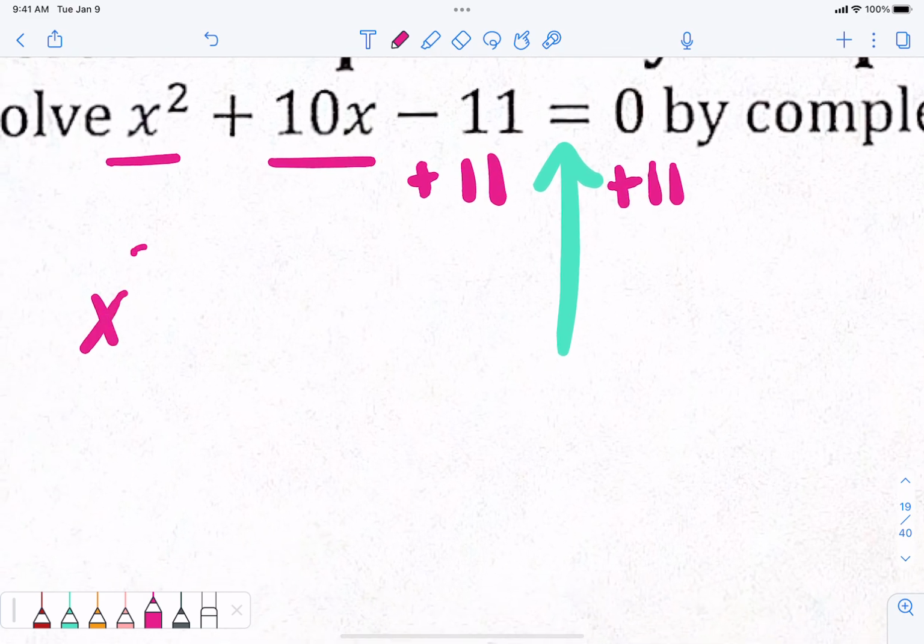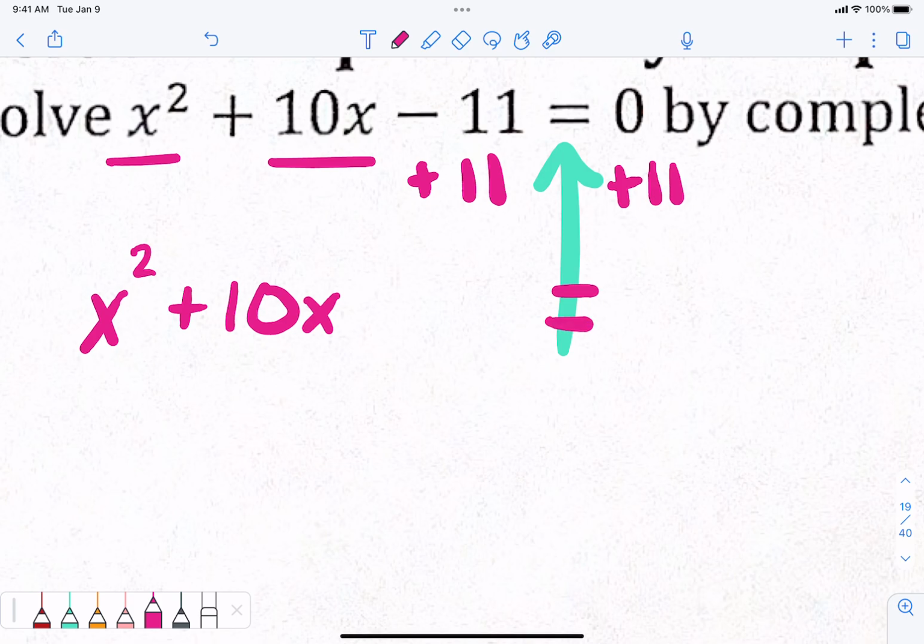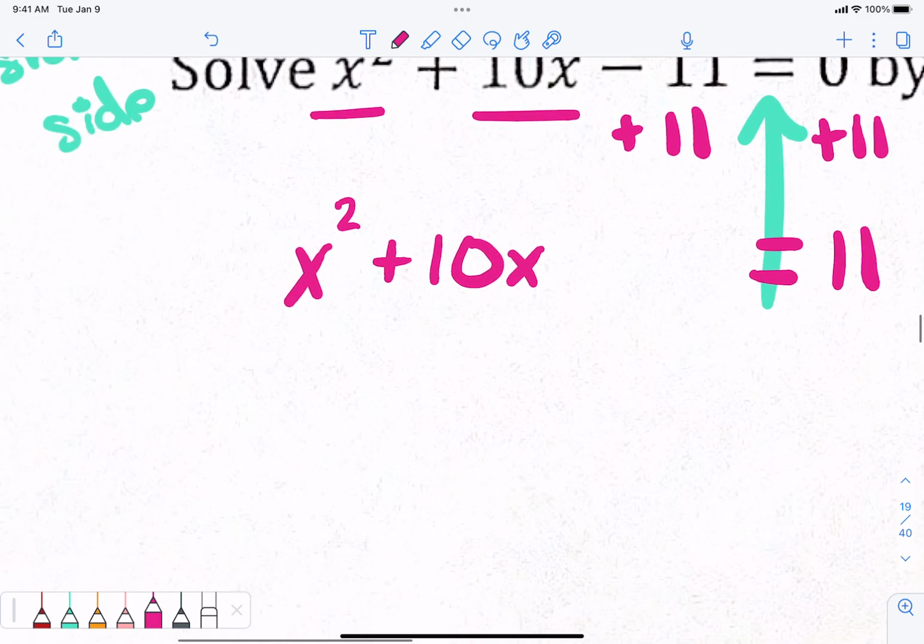Okay? So I'm going to write it as x squared plus 10x. Now leave a little space before you put your equal sign. Okay, leave a little space, like a space for another term. And then equals, that'll just be 11 over here, right? Okay, you see how this works? That's step number 1.